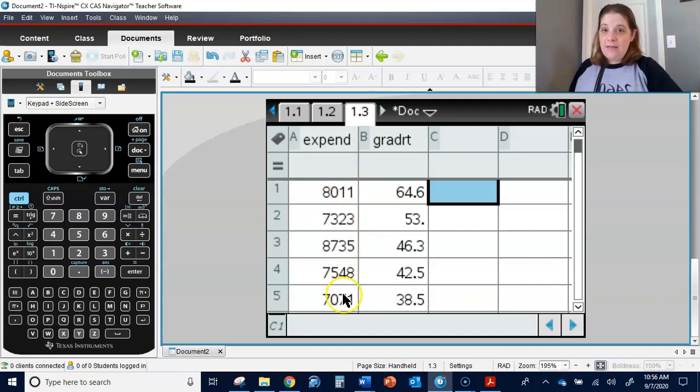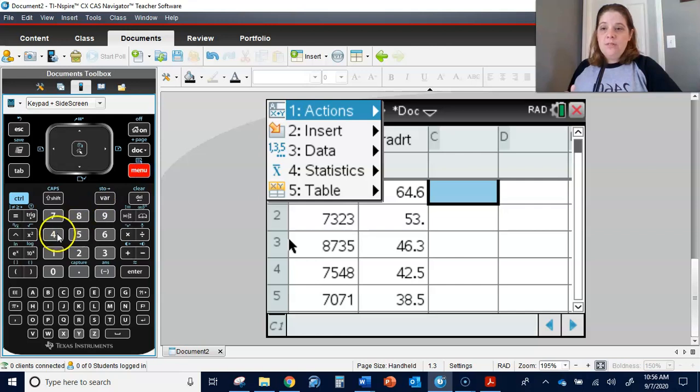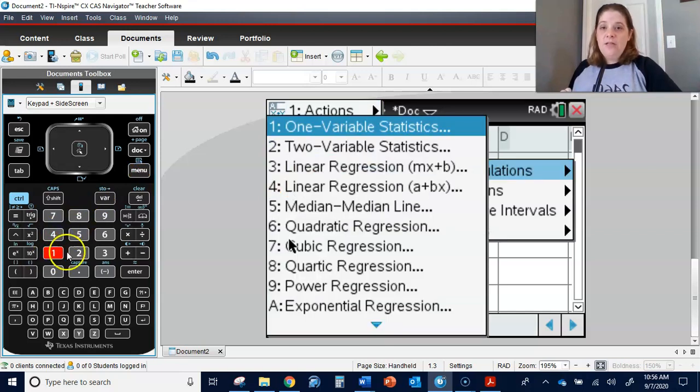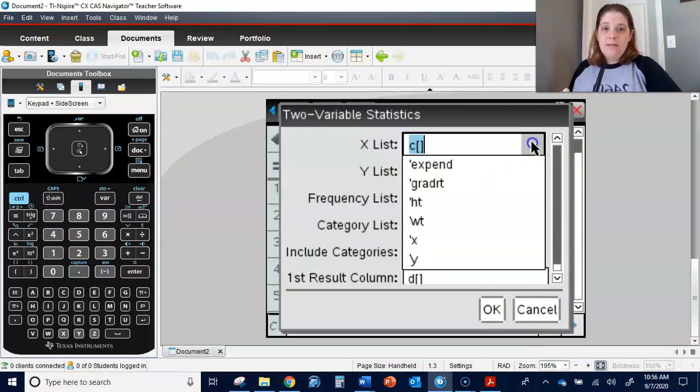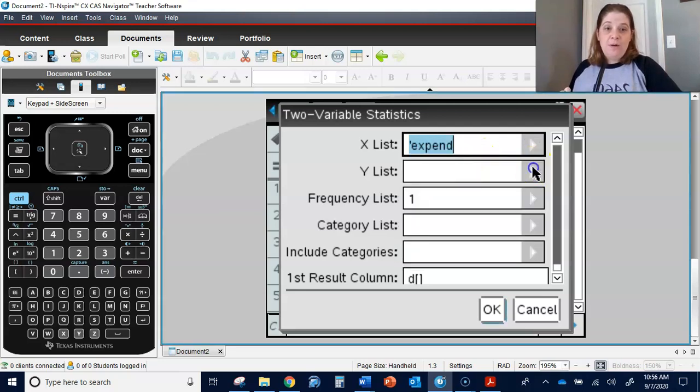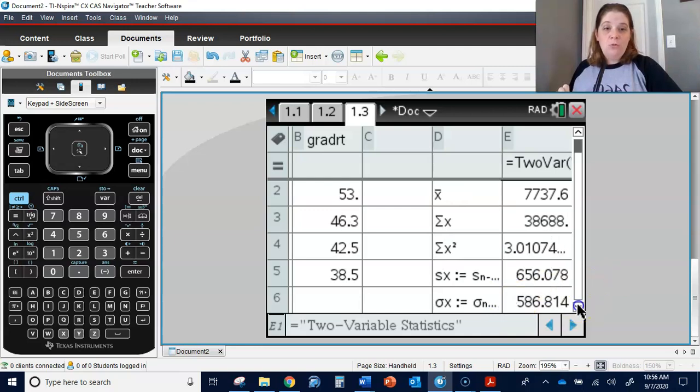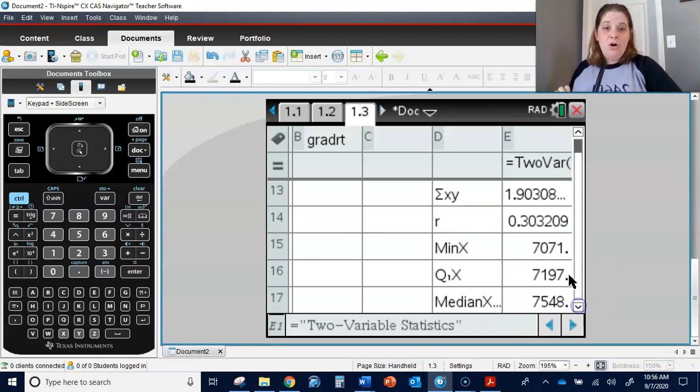I'm going to do the same with expenditures and graduation rates. So I've typed these in for the X, and I've typed these in for the Y. And I go menu, statistics, stat calculations, 2 variable statistics. I'm going to pick expenditures for my X, graduation rate for my Y. I click OK, and I'm going to scroll until I find R. There it is, 0.303.